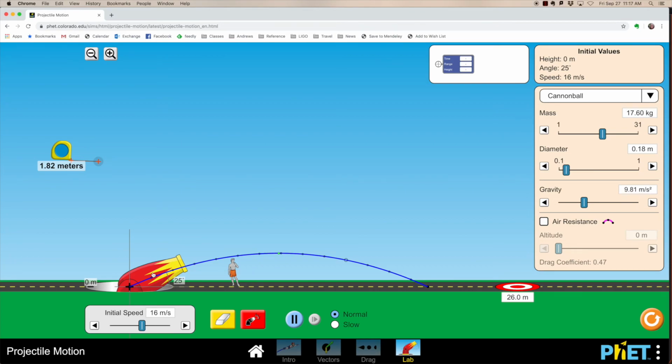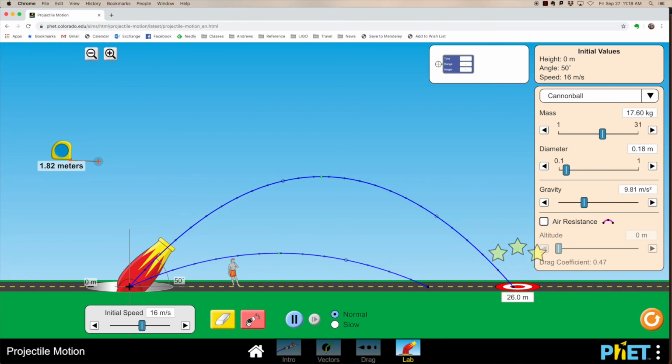I can also go higher than 45 degrees, say 50 degrees, and shoot the cannon. And there I see that the projectile goes a bit further. However, if I make my launch angle exactly 45 degrees, that's where the projectile goes the furthest. And I have a target here that celebrates when I hit it. And you can move the target around too, so cheating is quite possible.